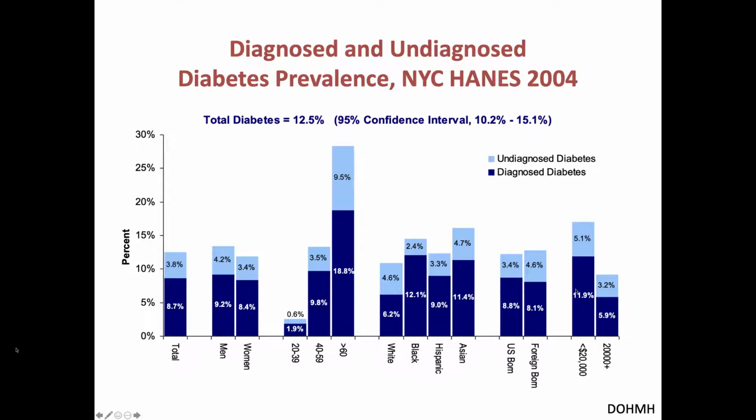When specifically looking at undiagnosed diabetes, we really do see some disparities. The over 60 age group has a very high prevalence of undiagnosed diabetes. We also see some differences in other groups, like the foreign-born and the low-income people, who also have higher prevalence of undiagnosed diabetes. This information is obviously very helpful because it can help us develop interventions to reach those people who are undiagnosed in the city, to get them diagnosed and hopefully improve their outcomes.